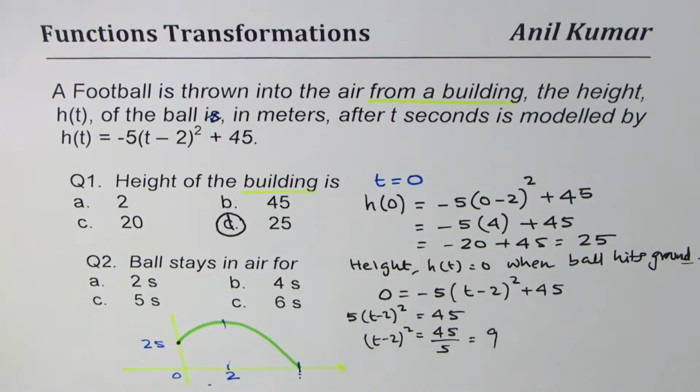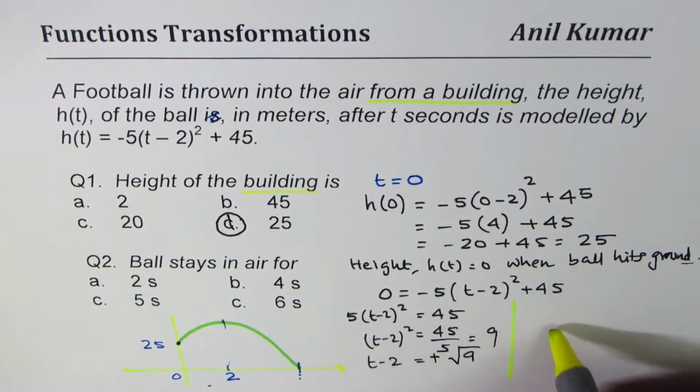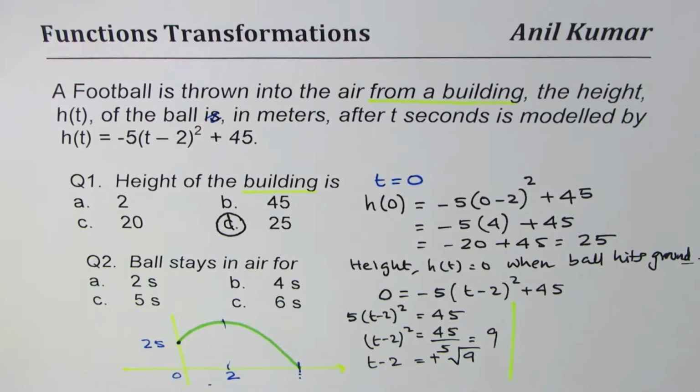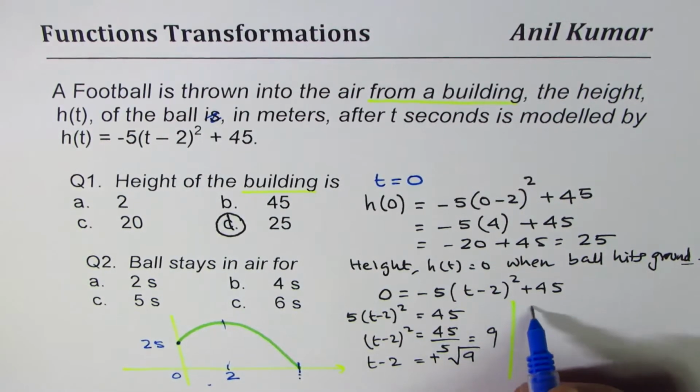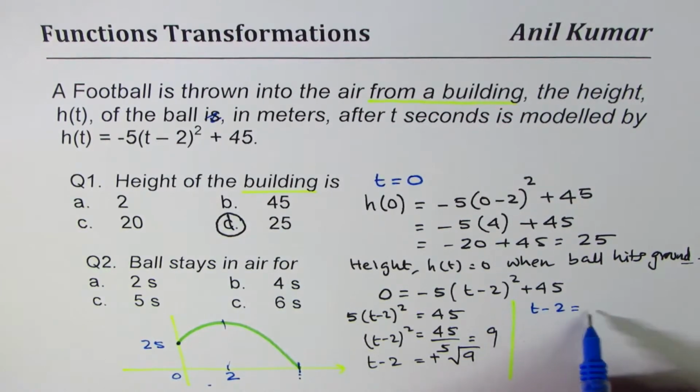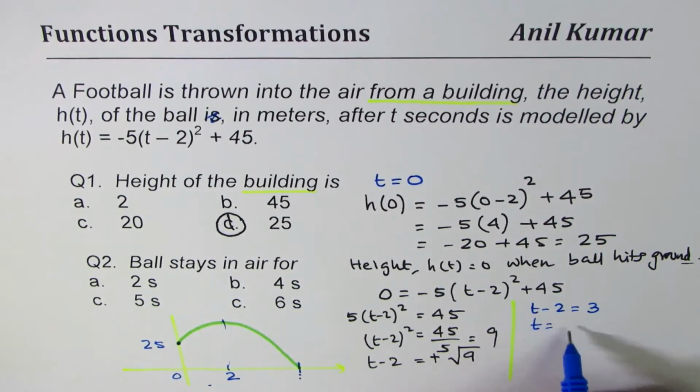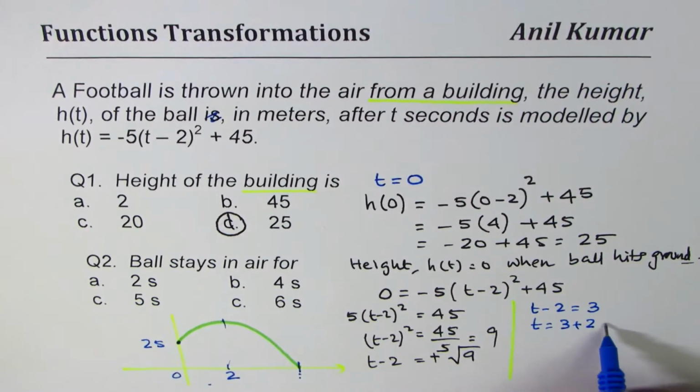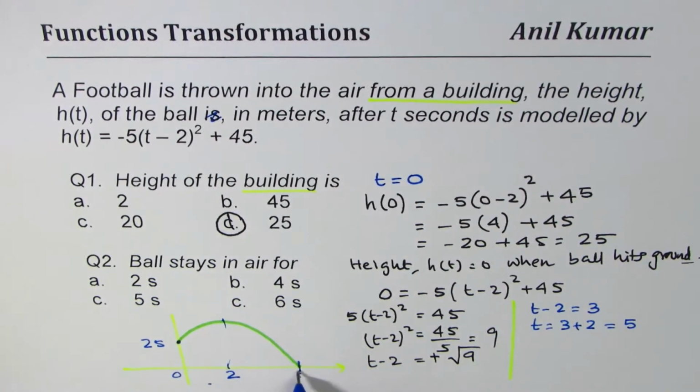And then we square root it, right? So we get t minus 2 equals to square root of 9. Now since time is always positive, we'll take positive value only. Now let's do further calculations on this side. So we can bring 2 to the right side. Square root of 9 is 3. So we get t minus 2 equals to 3, or t equals to 3 plus 2, which is equal to 5. So this time when it hits the ground is at 5.